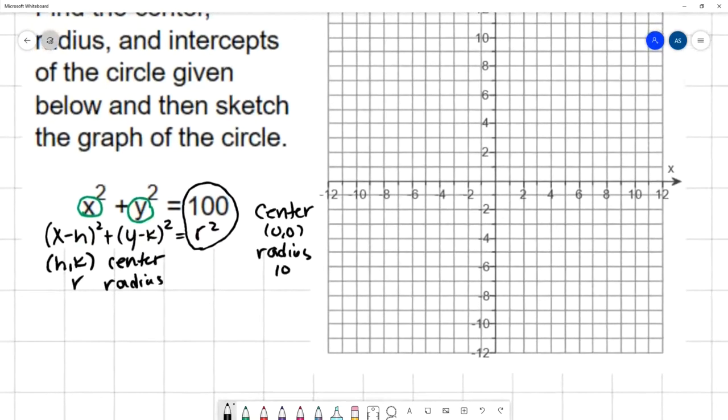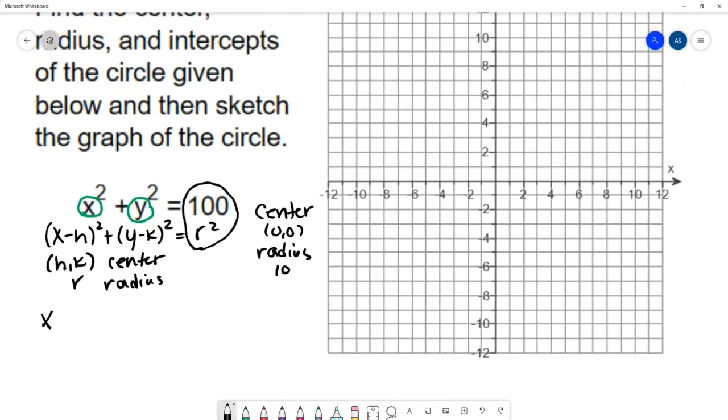We can find the intercepts. We can find an x-intercept by letting y equal 0. That would give the equation x squared plus 0 squared equals 100. That simplifies to 100 equals x squared. We're going to square root both sides. And we get x equals plus and minus 10. We've got two x-intercepts, positive 10 and negative 10.